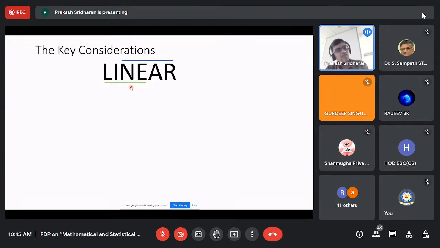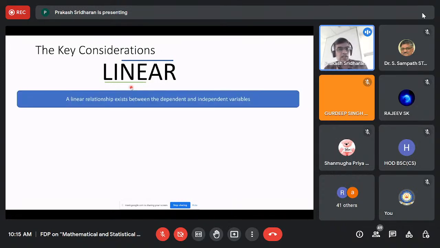But when will something lie close to a line? That's basically the discovery process. And one of the first considerations we have for linear regression to work is that a linear relationship actually exists between the dependent and the independent variables.